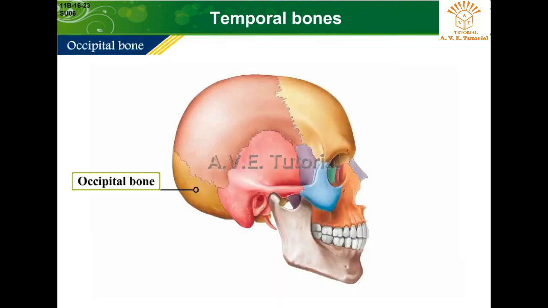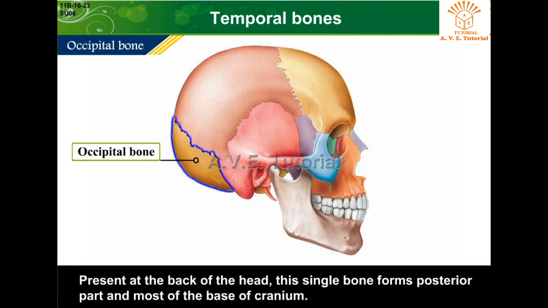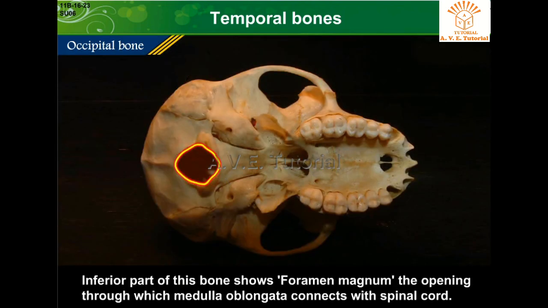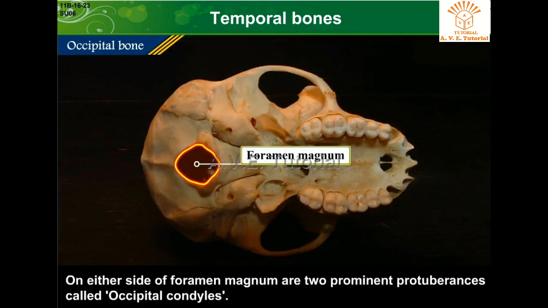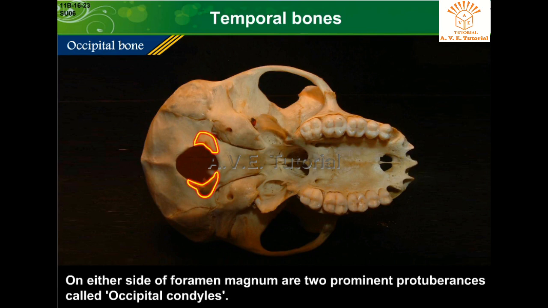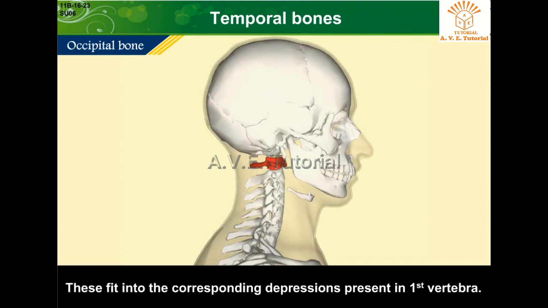Occipital bone. Present at the back of the head, the single bone forms posterior part and most of the base of cranium. Inferior part of this bone shows foramen magnum, the opening through which medulla oblongata connects with spinal cord. On either side of foramen magnum are two prominent protuberances called occipital condyles. These fit into the corresponding depressions present in the first vertebra.